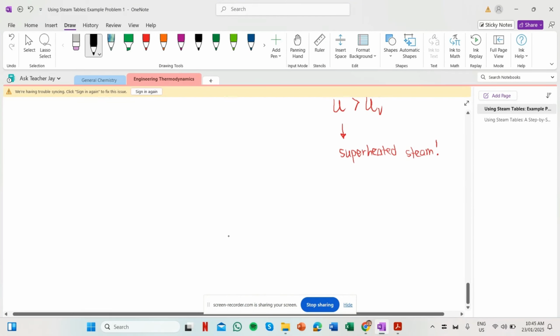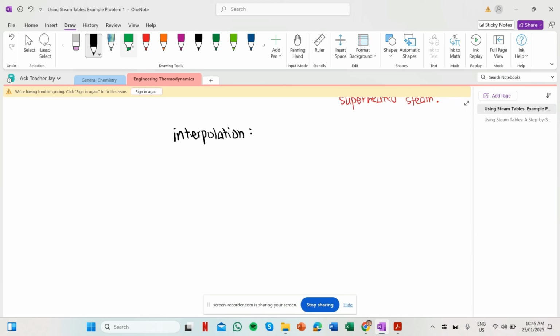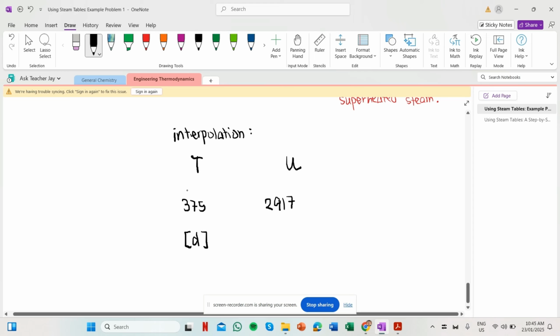So for this one, I'll be using interpolation again. I hope I was able to simplify my explanation for that one. So I have 375, and then my value for you is 2917, and I'll just use letter D, 400. This is degrees Celsius, guys.